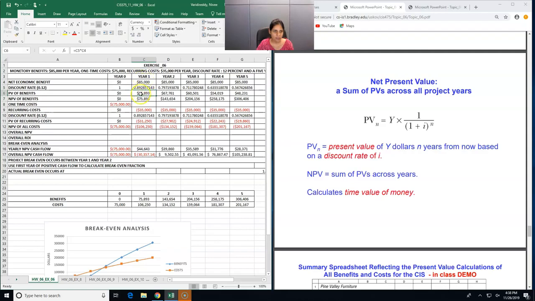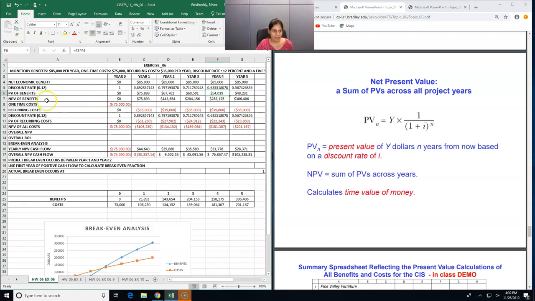So our present value of benefits for year 1 is nothing but C5 into C4. C5 is the discount rate and C4 is the net economic benefit for year 1. Similarly, for year 2, it is D5 into D4. For year 3, it's the product of these two values. For year 4, it's the product of these two values. And finally, for year 5, it's the product of these two values. So this is how we have created our present value of benefits row.